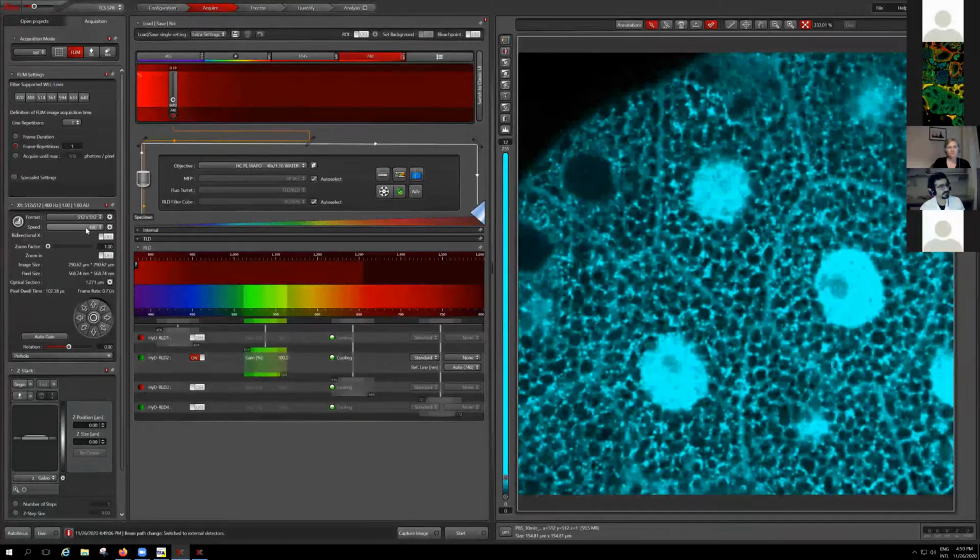The speed here is how many lines of pixels we scan per second. When we say 400, that's 400 hertz, which means that in 1 second, 400 lines of pixels are scanned through the sample. That leads to a frame time of 1.3 seconds for 1 frame.